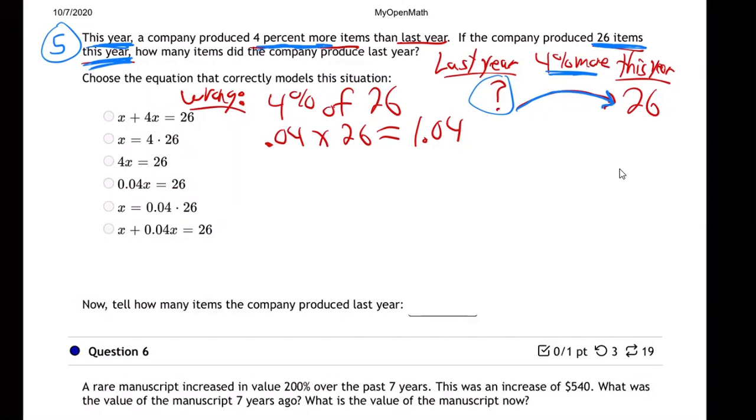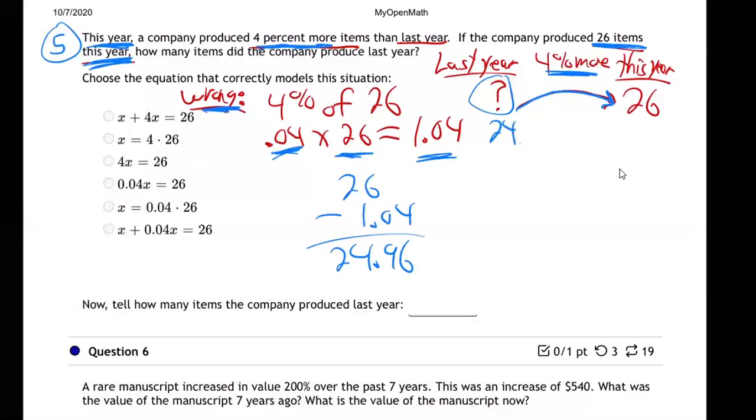A lot of students make the mistake, this is wrong. They'll go, oh, well, you just take 4% of 26 because it went 4% more. Get 1.04, and then you just subtract. You take 26 minus 1.04, and that comes out 24.96. It must have been 24.96. That is wrong. That is not true. How do you know? Why is that wrong?